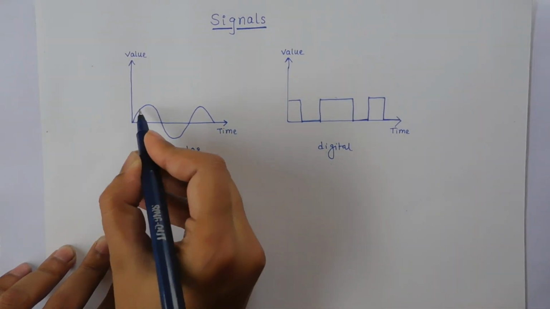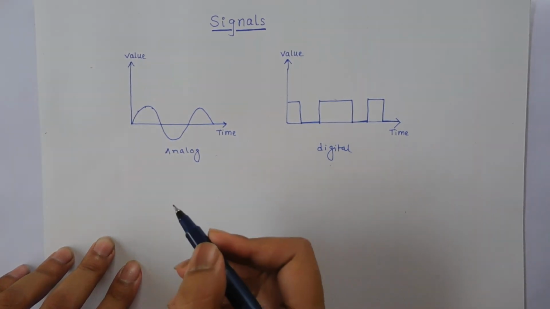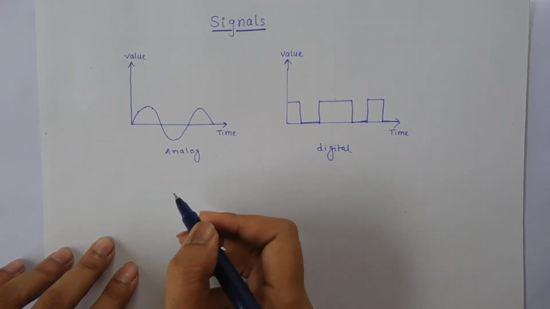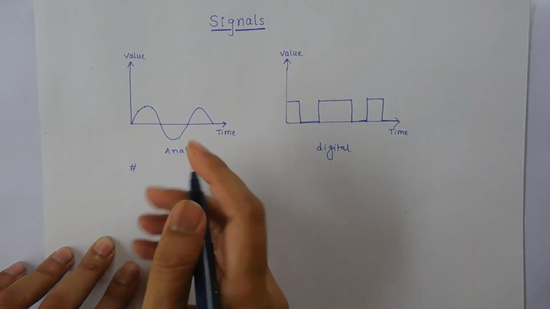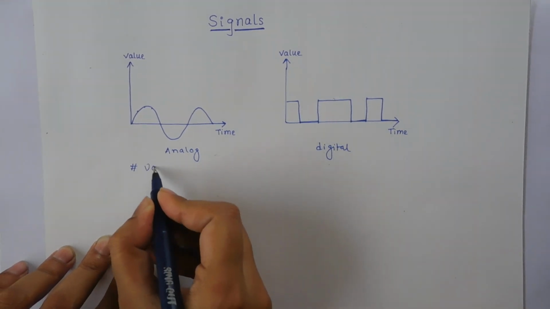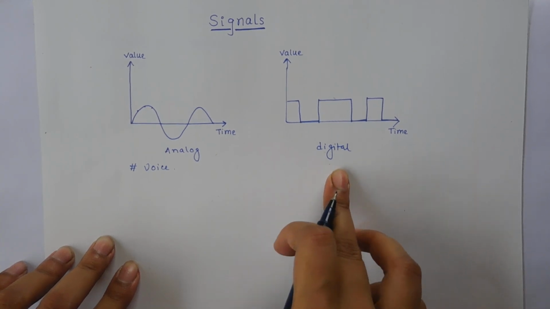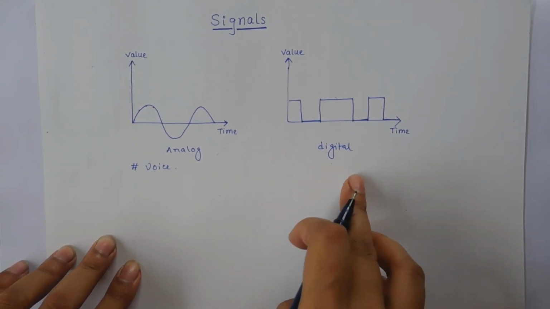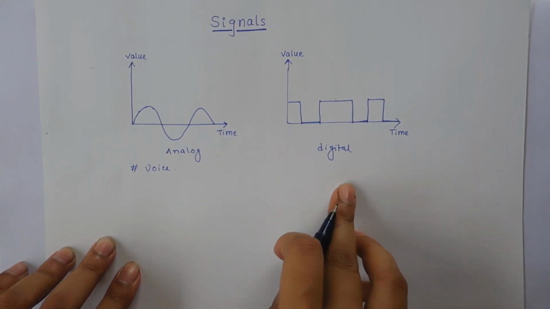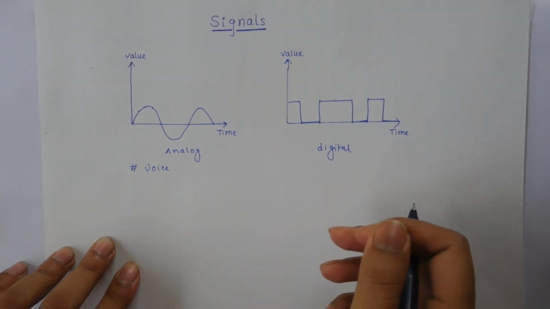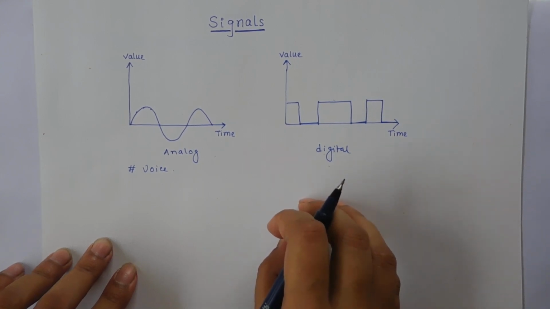Analog refers to something that is continuous. That means at every point we can get a value or data. For example, your voice when we speak, the human voice, is an analog signal. And a digital signal refers to something that is discrete. For example, suppose you store some information into memory. It is in the form of 0s and 1s. That means digital data.